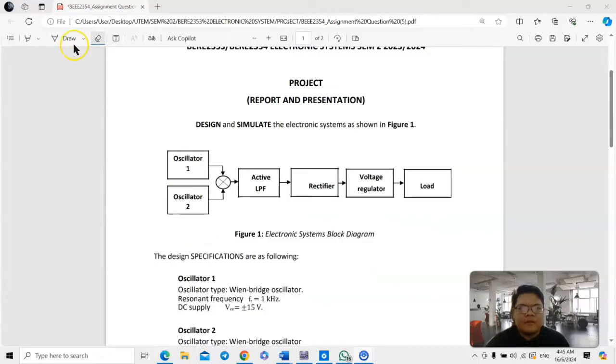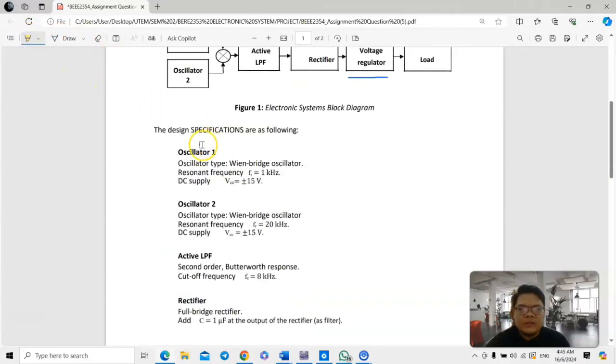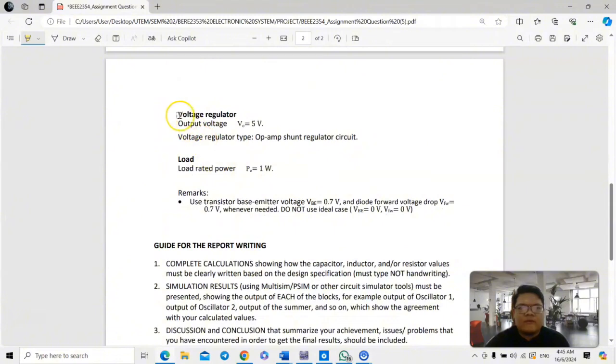Next for this project, my part is the voltage regulator. So next we go through the design specification for the voltage regulator. The requirement is that the output voltage must be 5 volt, and the voltage regulator type is an op-amp shunt regulator circuit.